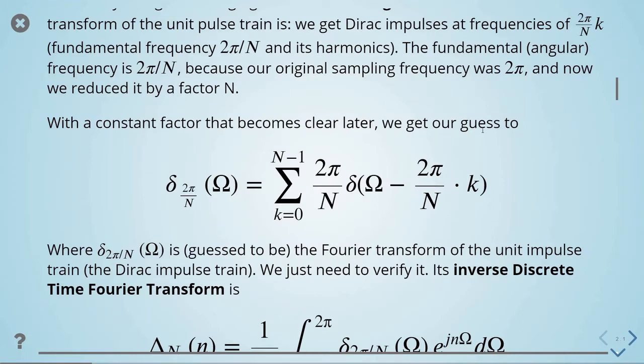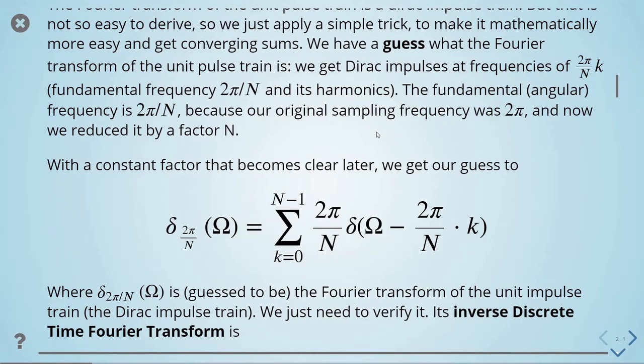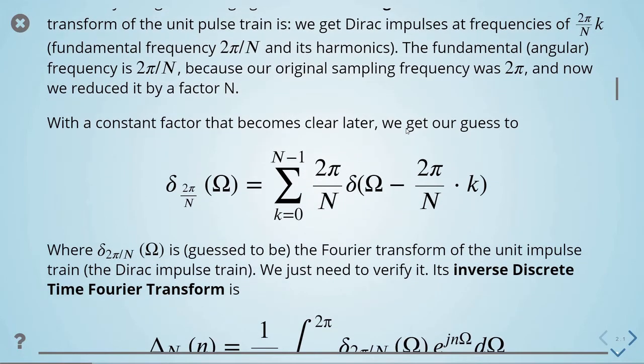So I usually find it quite confusing. We're kind of cheating here, so we're guessing what the Fourier transform of the unit pulse train is, and then we're trying to prove that our guess is correct. So this is our guess. So here, this is guessed to be the Fourier transform of the unit pulse.